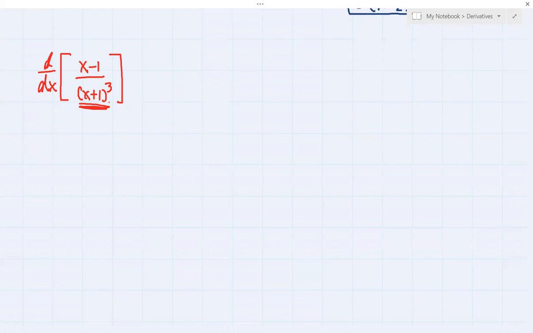What if meron tayong exponent na naka-fraction? Kunwari, 3/2. Ganun din. There's like a specific rule for that. Nasa advanced topic pa rin yun. Okay? Which is tinatawag natin na chain rule of differentiation. Sa susunod pa naman yun. Like, next time pa.